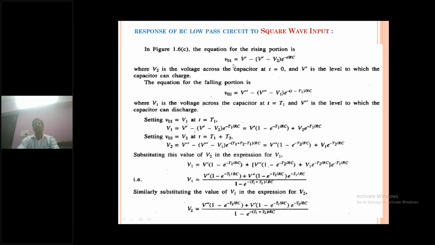So now we are substituting for the rising portion. V01 of t equals V dash minus of V final, V dash, minus initial voltage V2, into e power minus t by RC. And V2 is nothing but the initial voltage across the capacitor at t equal to 0, and V dash is nothing but this important one, the level to which the capacitor can charge.